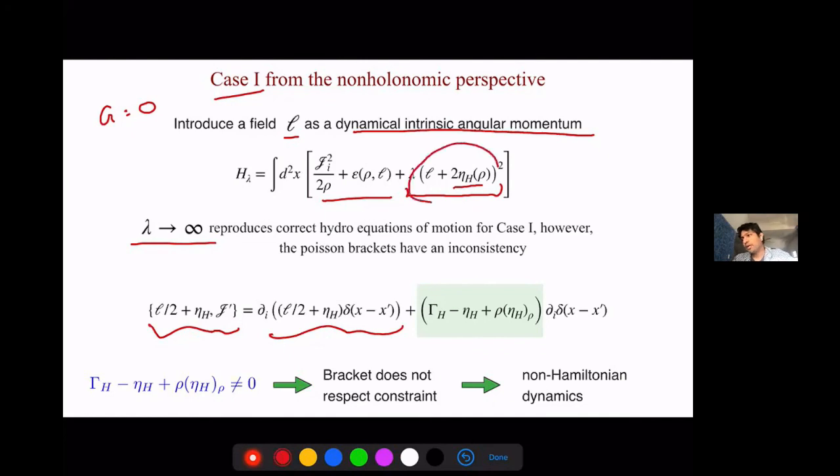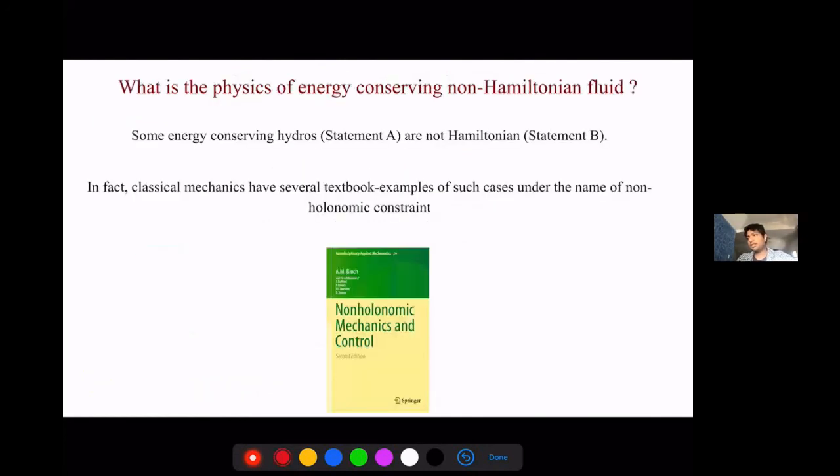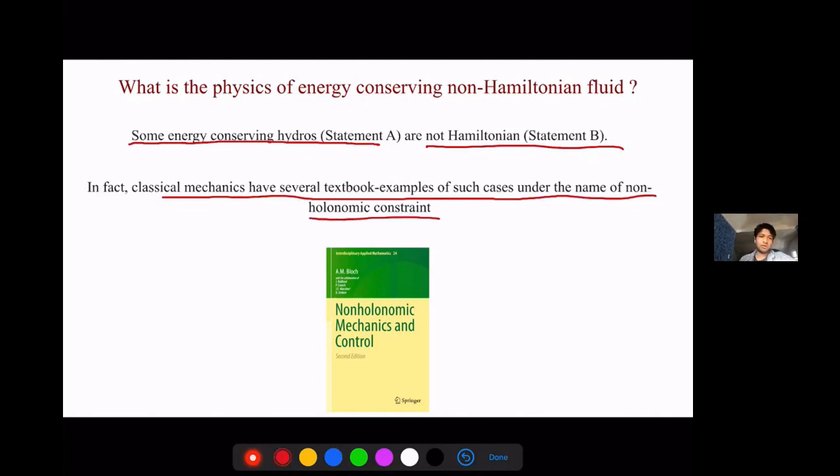So this way of thinking, starting from an enlarged Hamiltonian system and pinning down to something that has non-Hamiltonian dynamics, has a similar flavor to what people call non-holonomic systems. Notice that I'm talking about energy conserving hydros that are not Hamiltonian. Classical mechanics has several textbook examples of such cases under the name of non-holonomic constraint. A non-holonomic constraint is any constraint that cannot be written as a function of configuration alone.